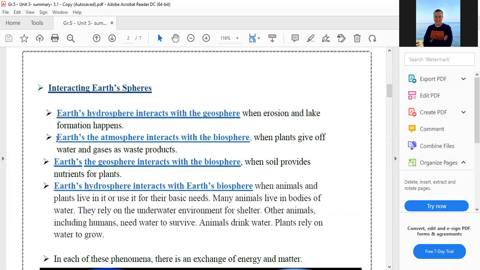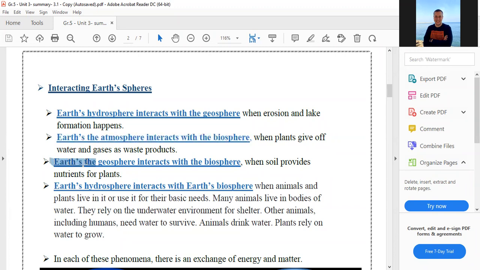Then Earth's atmosphere, we are talking about the air, interacts with the biosphere. Yes, when plants give off water and gases as waste products. Also, when animals breathe, they take in oxygen from the air. These are interactions between the air and living things, the atmosphere and the biosphere.